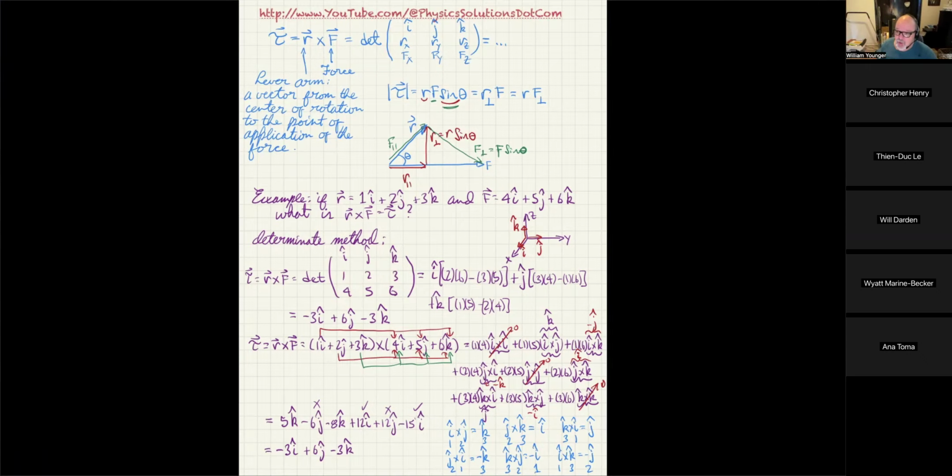You can just work it out in your head using the right hand rule. So any of that works. And then you just remember i hat cross i hat, or j hat cross j hat, or k hat cross k hat are all 0. And that allows you to come up with the same thing. So that's another way of calculating the cross product.